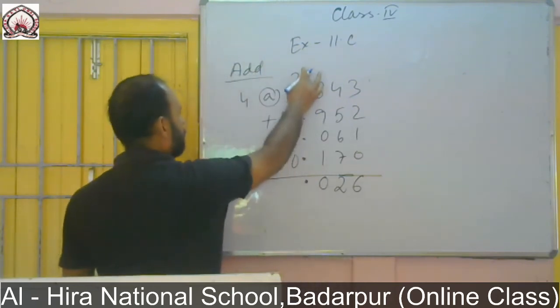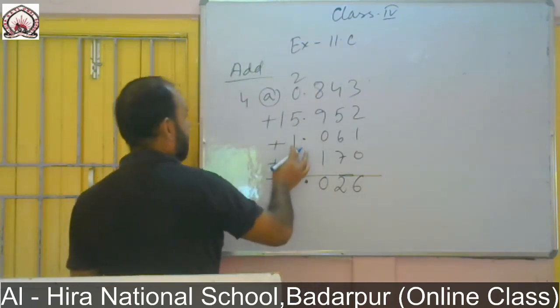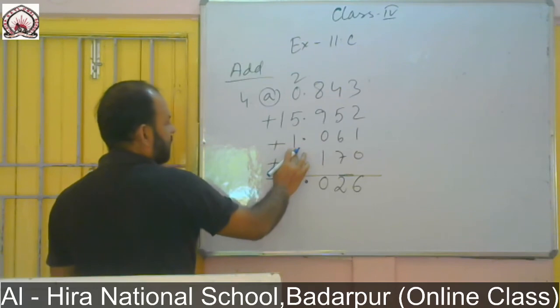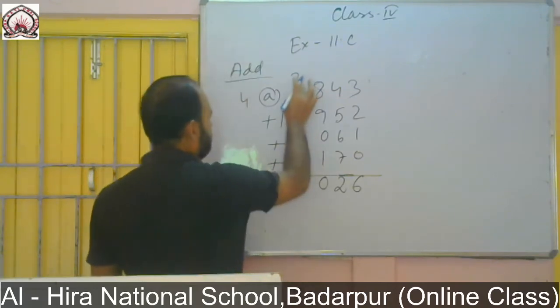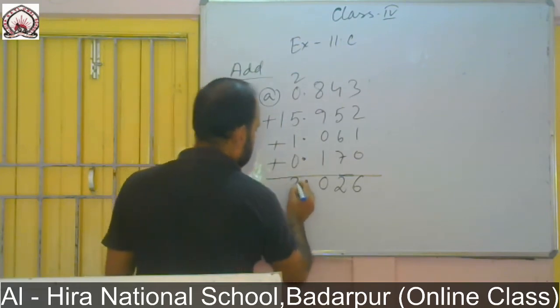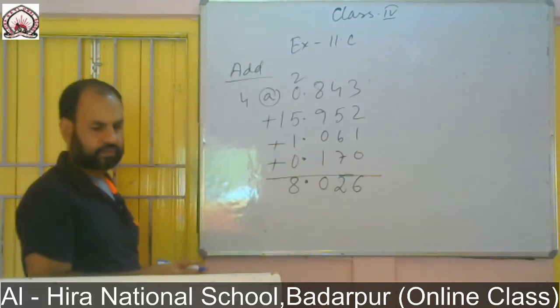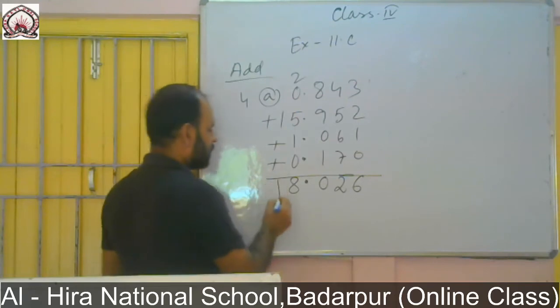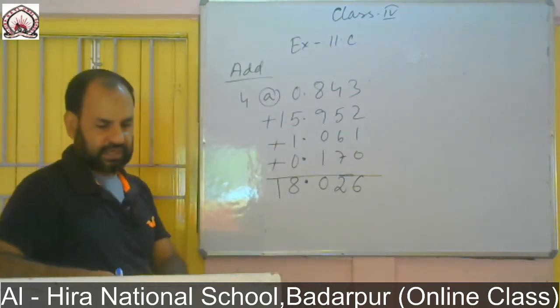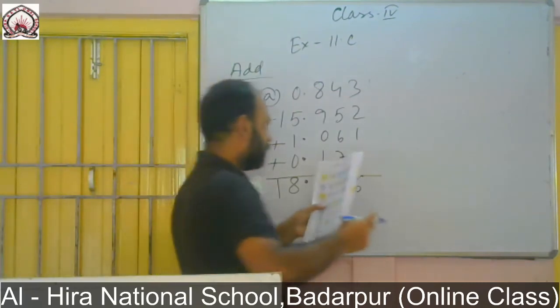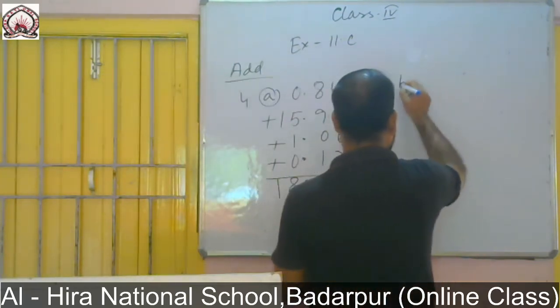Now here 2 plus 5 is 5... 5 plus 1 is 6, 5, 6, 7, 8. Here remain 1, so answer is 18.026. Next question number B.